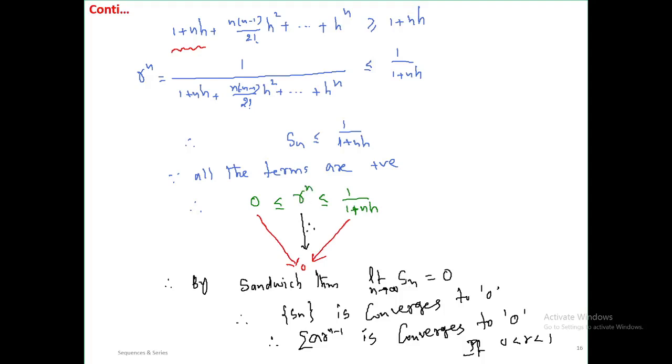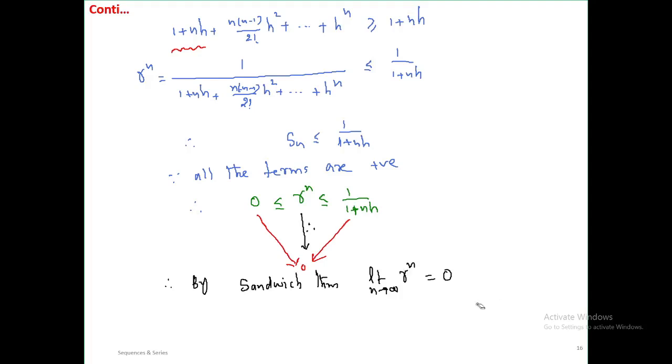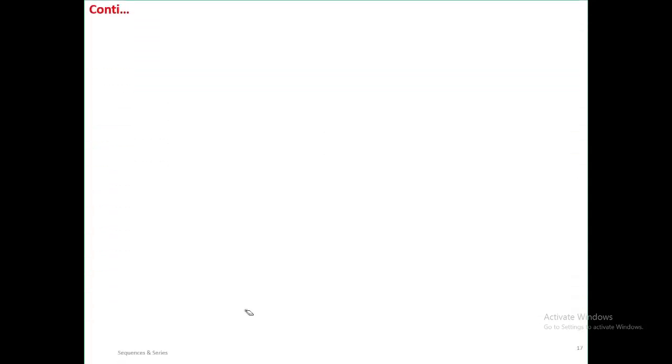So therefore, this is also limit n tends to infinity R power n. It is very clear, right? So therefore, by sandwich theorem, limit n tends to infinity R power n is 0. Next, I need to show the case where r is from minus 1 to 0.